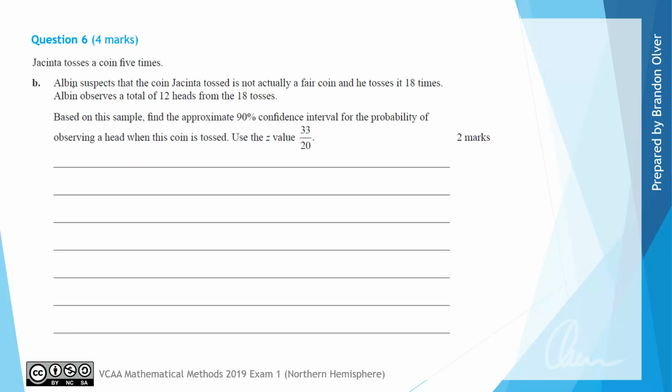For part B, we have Albin suspects that the coin Jacinta tossed is not actually a fair coin, and he tosses it 18 times. Albin observes from the 18 tosses that 12 heads appeared. Based on this sample, we want to find an approximate 90% confidence interval for the probability of observing a head when this particular coin is tossed. And we're told to use the z value of 33 on 20 to do that.